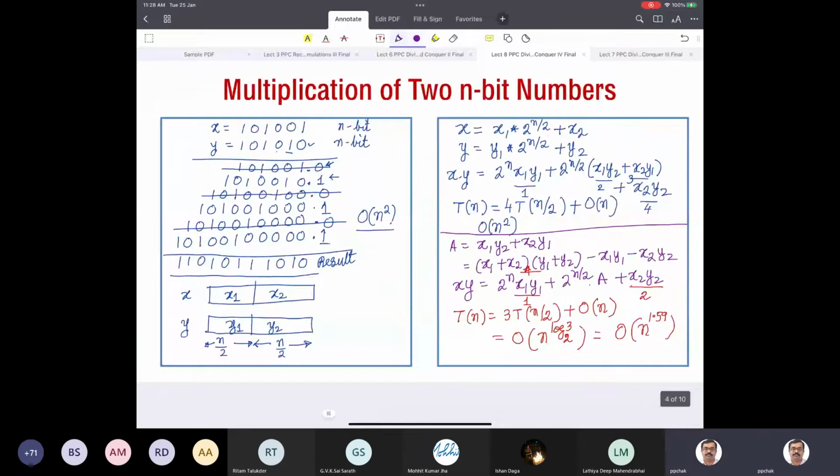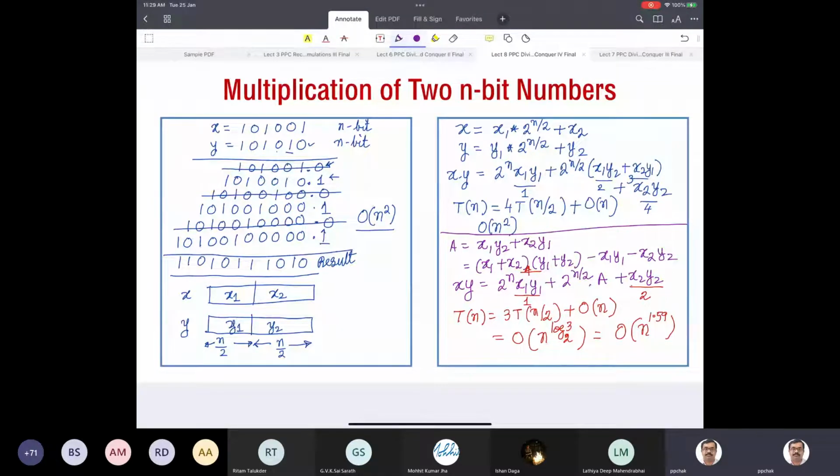We will see a few classical examples of case 1. So the first problem we try to solve is the multiplication of two n-bit numbers. Suppose I had two n-bit numbers, 101001 and 101010, and I want to multiply them.